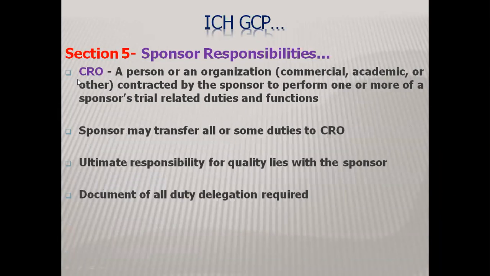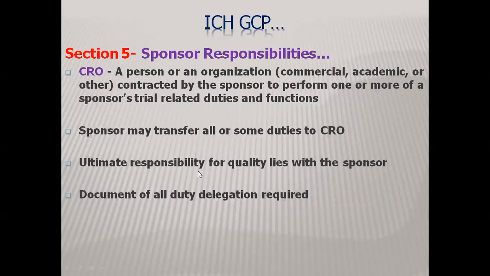Then a clinical research organization: what is it? What do you mean by CRO? So a CRO is a person or an organization, it could be commercial, academic or other, contracted by the sponsor to perform one or more of the sponsor's trial-related duties and functions. So that is the definition of a clinical research organization. The sponsor may transfer all or some duties to the CRO. The ultimate responsibility for quality lies with the sponsor.